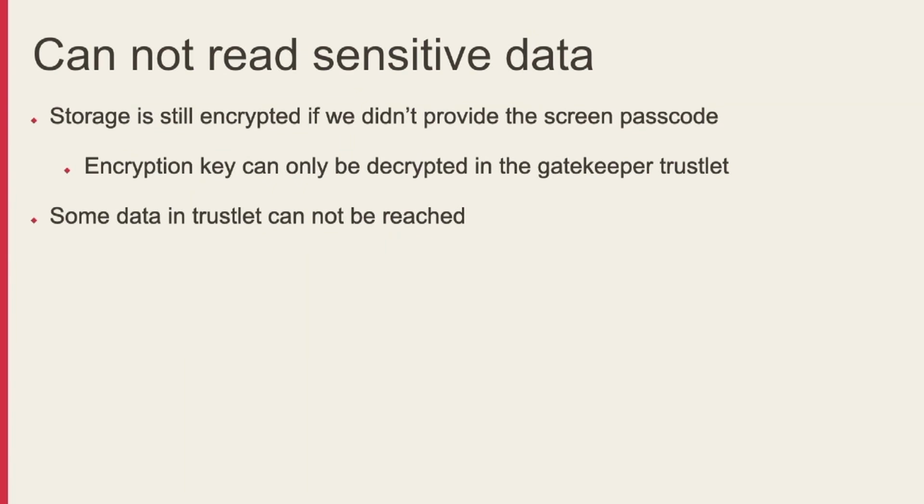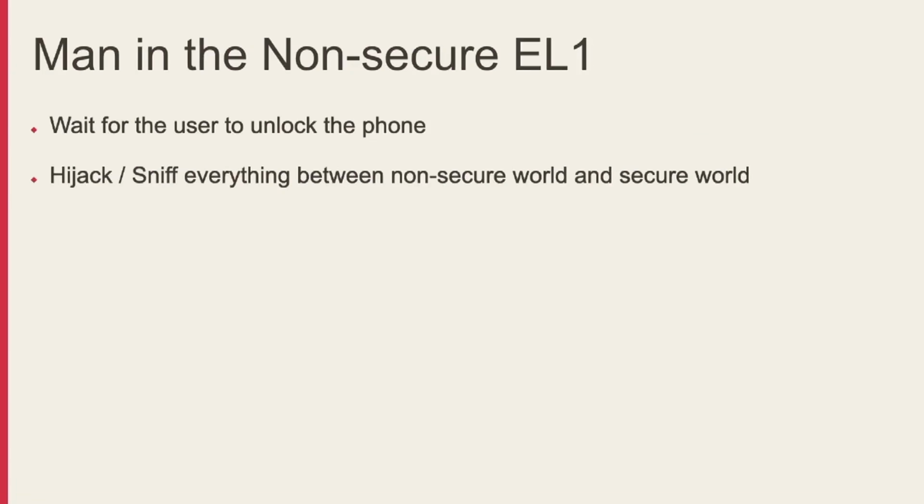The encryption key for storage is stored in the gatekeeper trustlet. Some data also cannot be reached. For example, credit card information in the Samsung Pay trustlet. There are many ways to reach the data. We can wait for the user to unlock their phone, as shown in the demo video. Since we are in non-secure kernel mode, we also can distort the request from non-secure user mode to secure world.